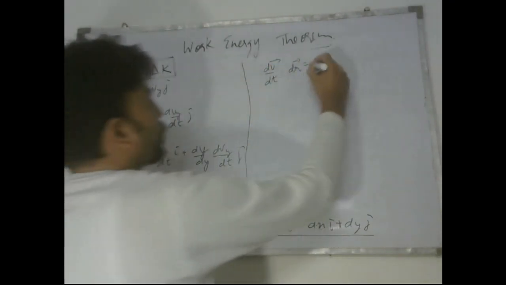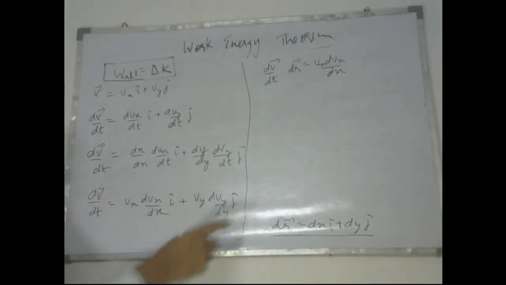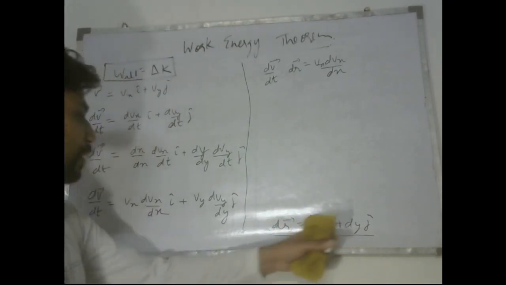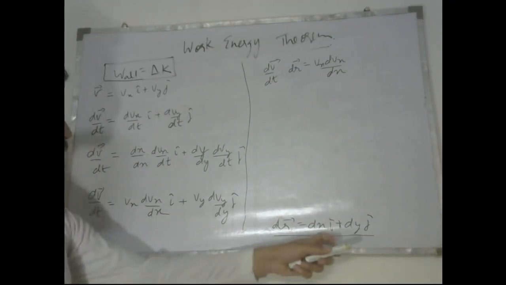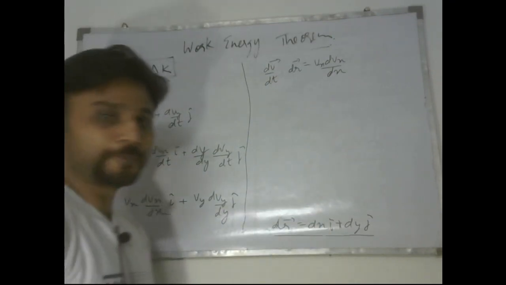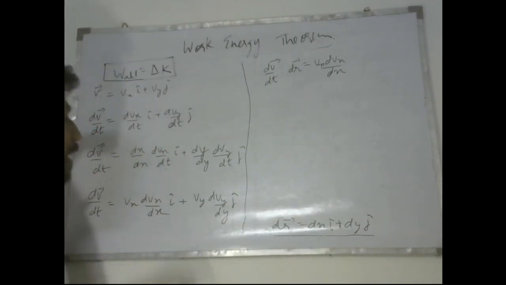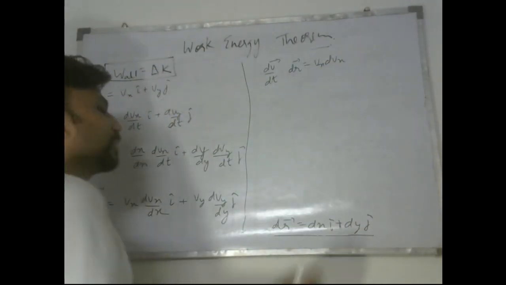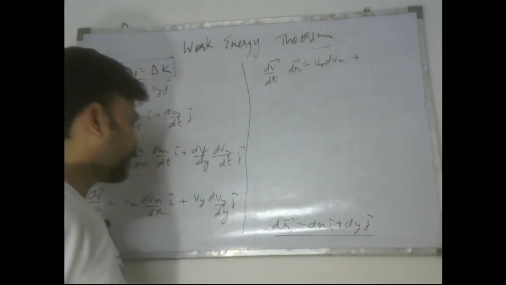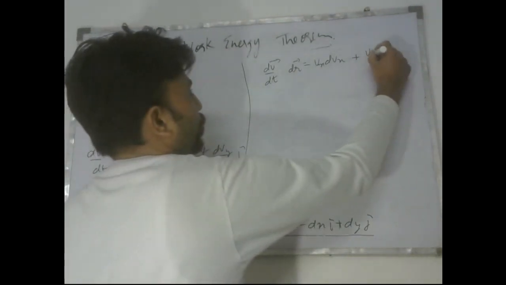So dv by dt dot dr would come out to be vx dvx by dx. Now after taking dot product with this dx i cap plus dy j cap, dx would be multiplied with i cap. So we can directly cancel this dx with this dx. Since we have to multiply the respective i cap components, dx would simply cancel this dx. And in the same way, this dy would cancel out this dy component. So this would come out to be vy dvy.